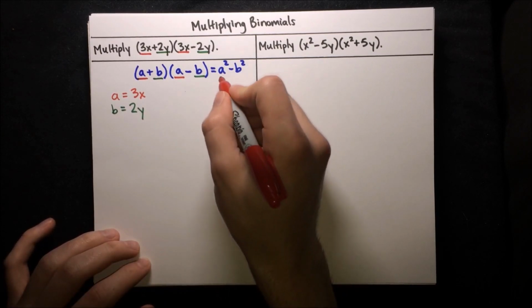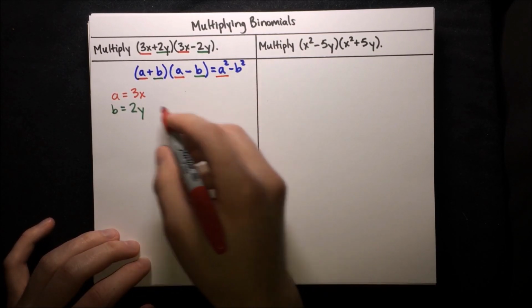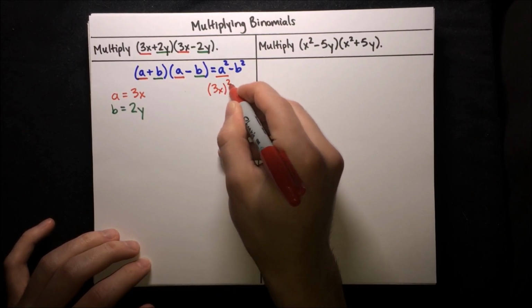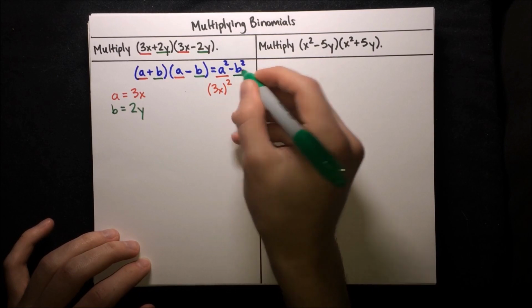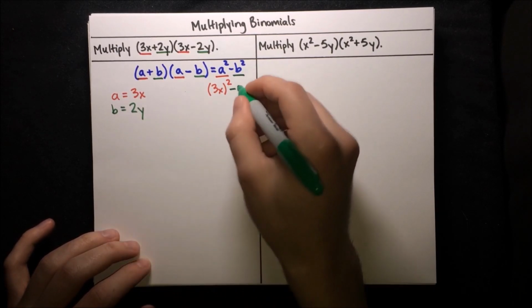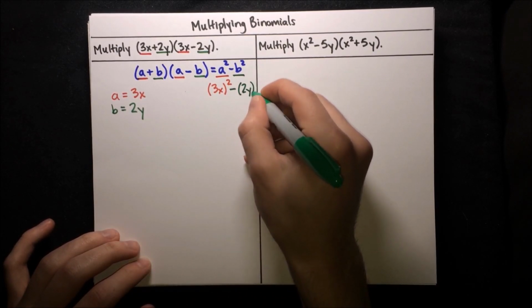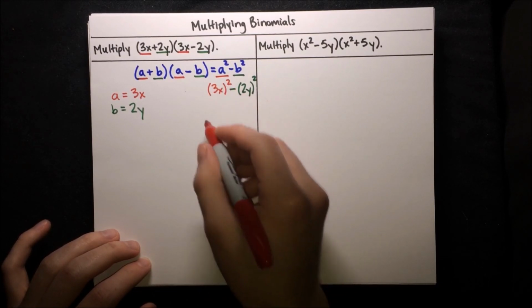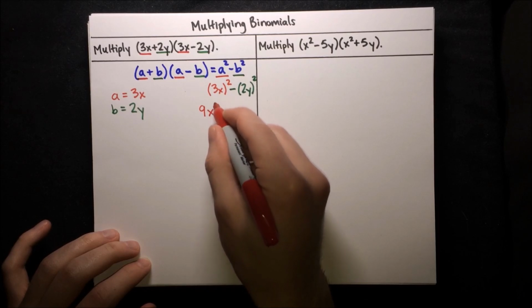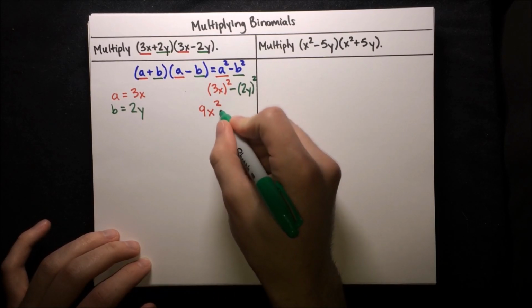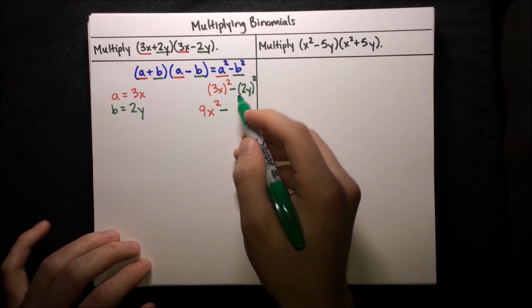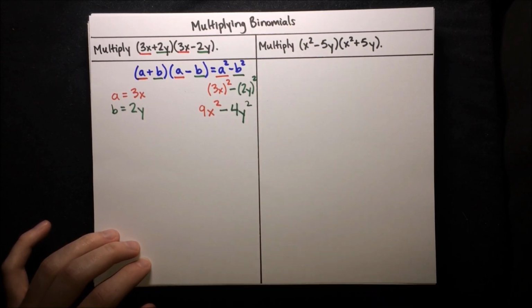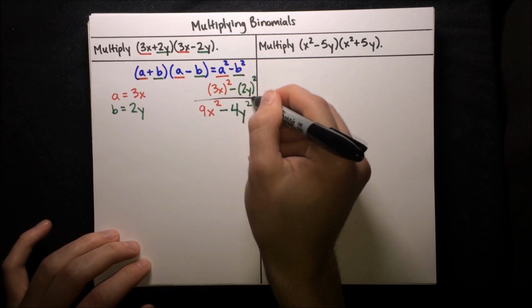So the result is a squared minus b squared. A squared, a is 3x, that becomes 3x squared, and then minus b squared. So minus b is 2y, so minus 2y squared. 3x squared is just 3 squared times x squared, so 9x squared, and then minus 2y squared, and 2y squared is just 2 squared times y squared, so minus 4y squared. So there we go. There is our result.